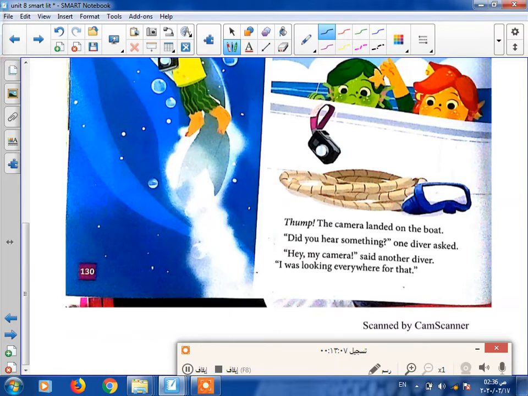Thump! And thump equals to hit something with a loud sound. The camera landed on the boat. Why? They put the camera on the boat. They made a sound. Did you hear something? one diver asked. Hey, my camera, said another diver. I was looking everywhere for that. That means, Junior 3, that the diver took the camera.